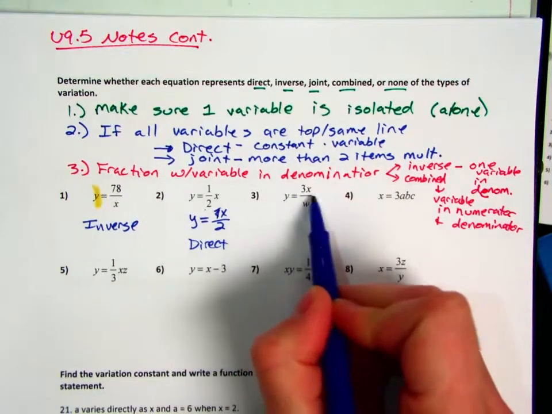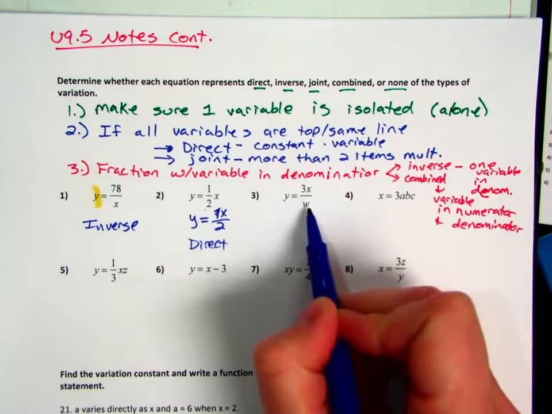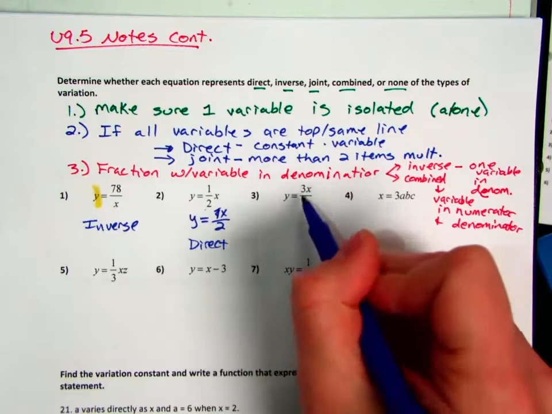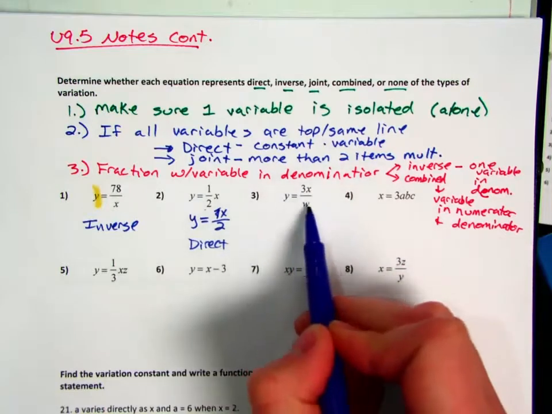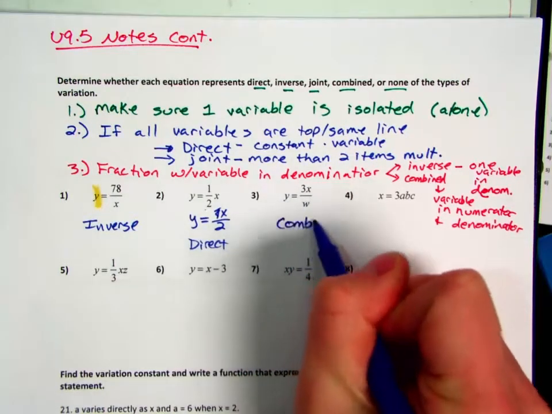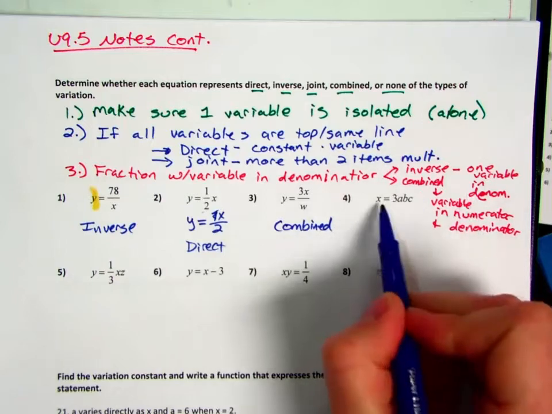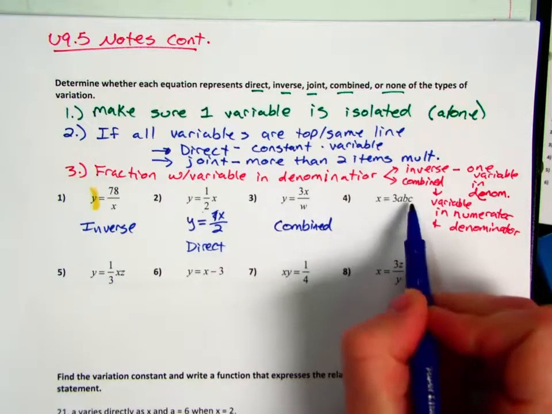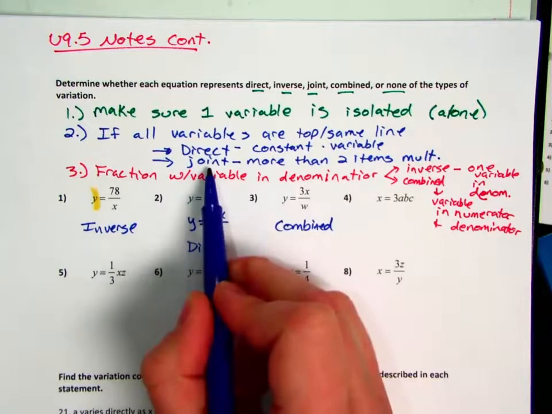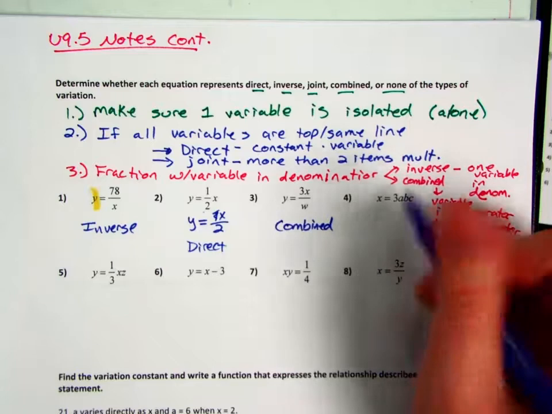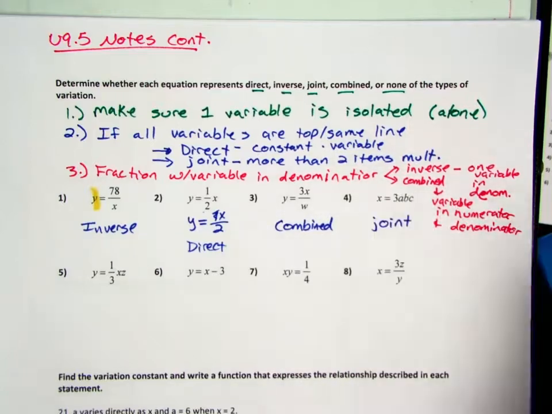The next one has a division bar and a variable in the denominator, which automatically tells me that it's inverse. But there's also a variable in the numerator, so that makes this one combined because we're varying directly with x, but inversely with w. So this would be a combined variation. Okay, the next one, it's all the same line, right? So it's multiplication, which means either direct or joint. And in this case, since my constant, which is 3, is being multiplied by 3 different variables, I automatically know that it is joint because there are multiple multiplications.